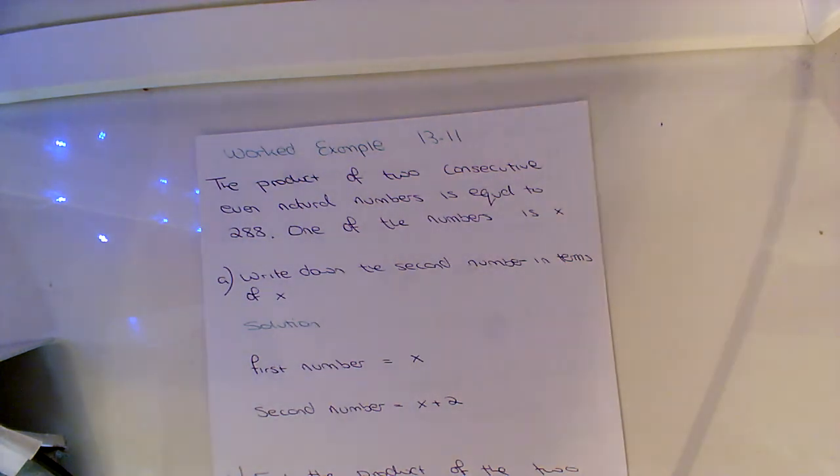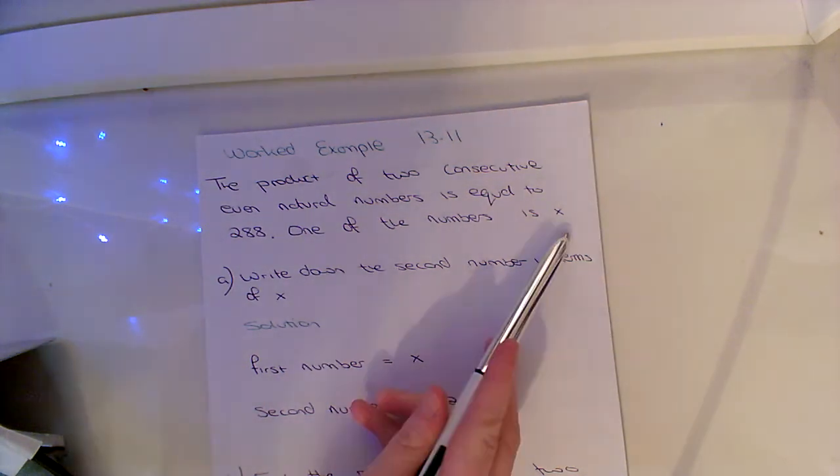Right, so there are some words here that we need to understand. Product means to multiply. And then I have two consecutive even natural numbers. Consecutive means they follow each other. But because it says even natural numbers, it would have to be like 2, 4, 6, 8. They have to follow each other like so. And I'm also told that one of the numbers is x.